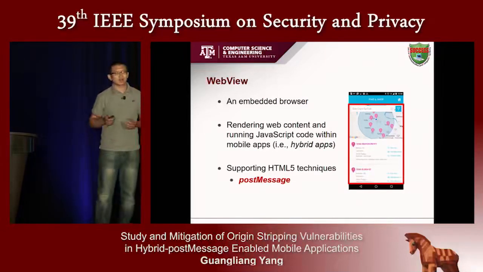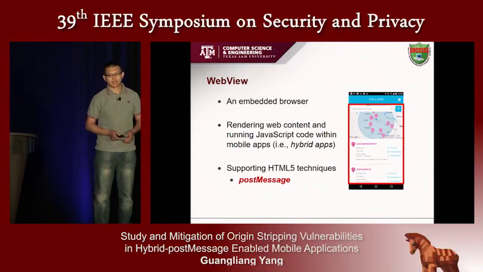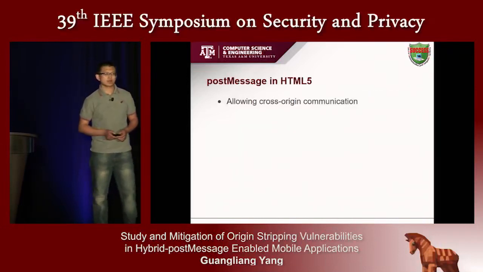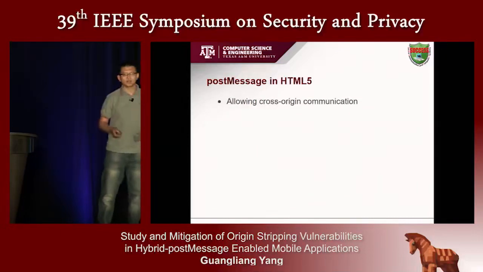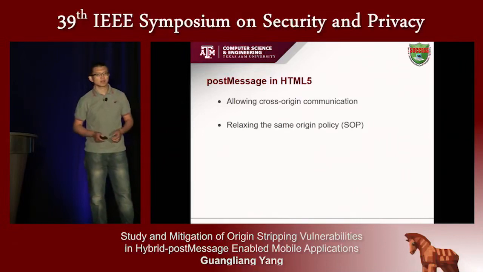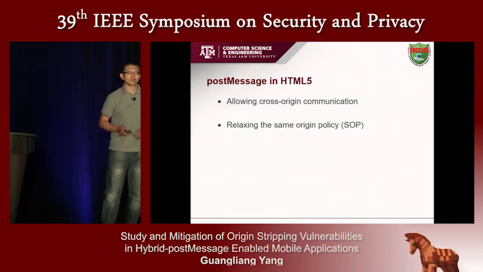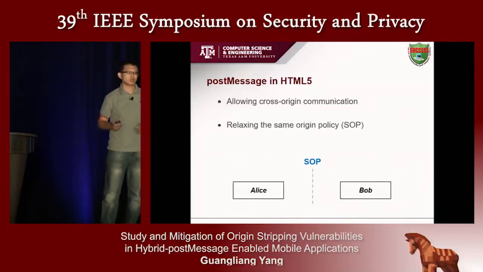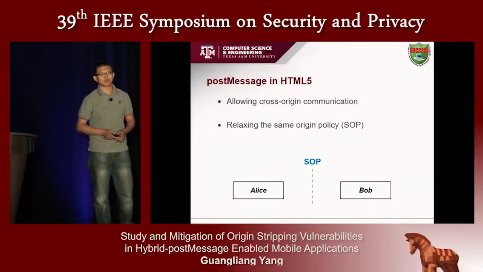It can support most HTML5 techniques such as postMessage. PostMessage is very popular in the web platform. It is frequently used to allow communication between different origins and relax the same origin policy restrictions. Assume there are two web frames, Alice and Bob. If they have totally different origins, it's very difficult for them to communicate because of the same origin policy.